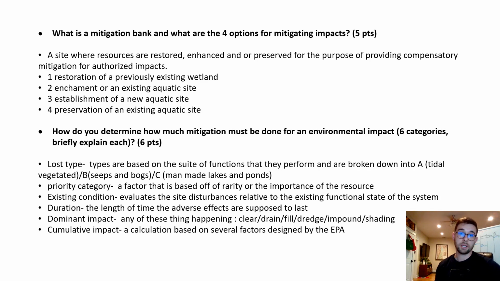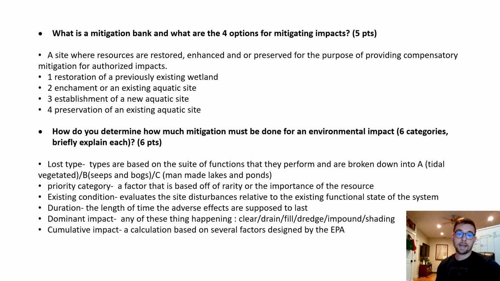Let's see, a mitigation bank is a site where resources are restored, enhanced, or preserved for the purpose of compensatory mitigation for authorized impacts. 4 options are restoration of a previously existing wetland, enhancement of an existing aquatic site, establishment of a new aquatic site, or preservation of an existing aquatic site.